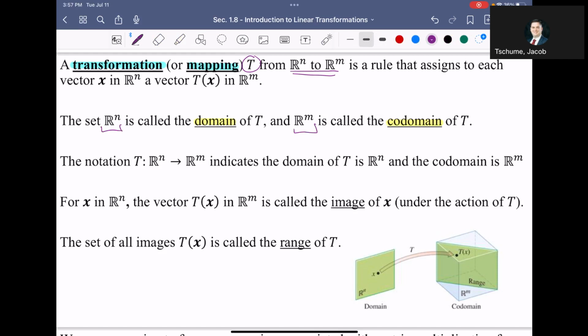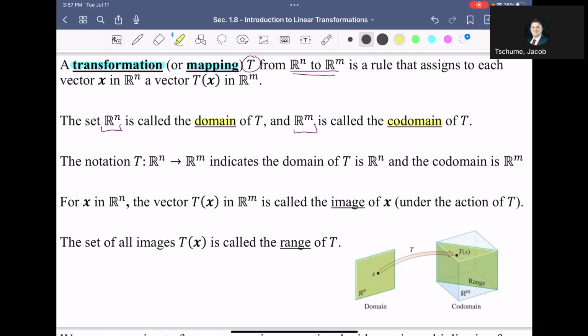Now, in my previous example, when we went from the fourth dimension to the second dimension, our domain would be the fourth dimension, and our codomain is the second dimension in that example. All right, so tying that all together, if you want an official sentence, the notation T from Rn into Rm indicates that the domain of T is Rn, and like I said, the codomain is Rm, whatever those end up being.